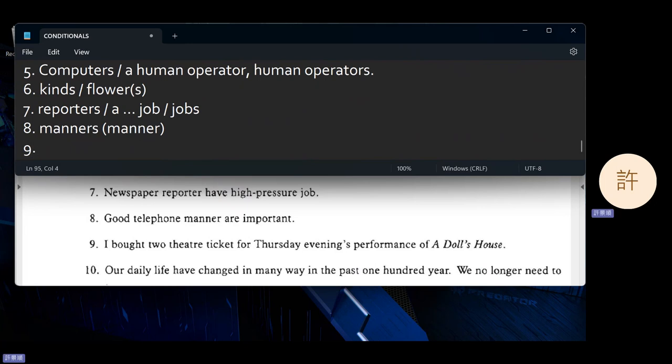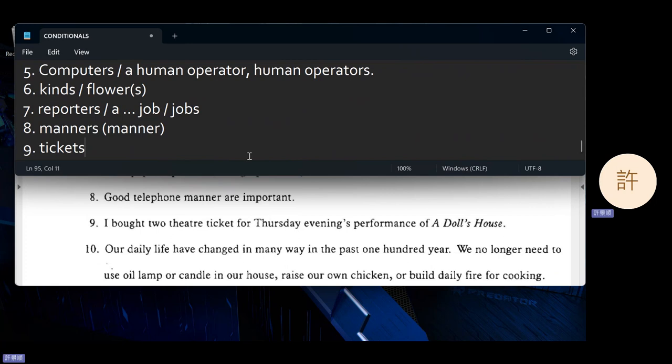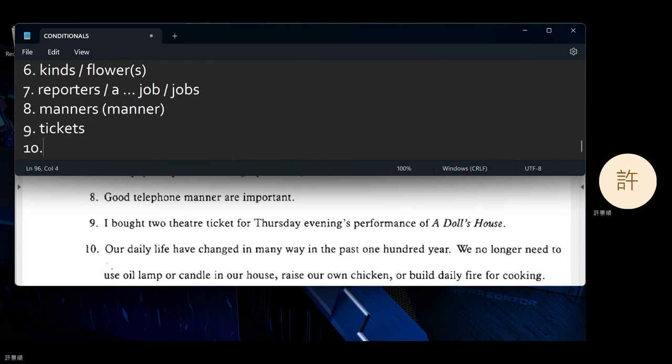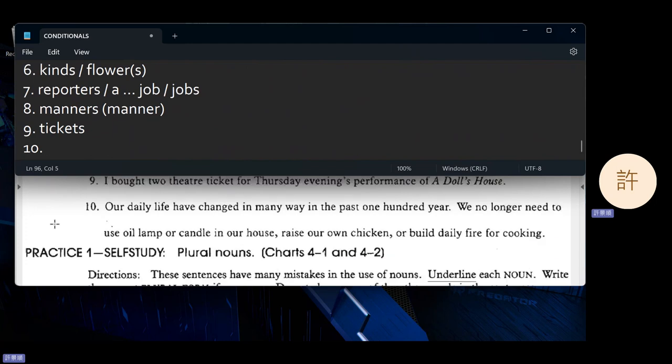Number nine. I bought two theater tickets for Thursday evening's performance of A Doll's House. Notice how it spells theater. This is the British spelling. In American English, we spell T-E-R. I don't know why they use the British spelling. This is an American grammar textbook.